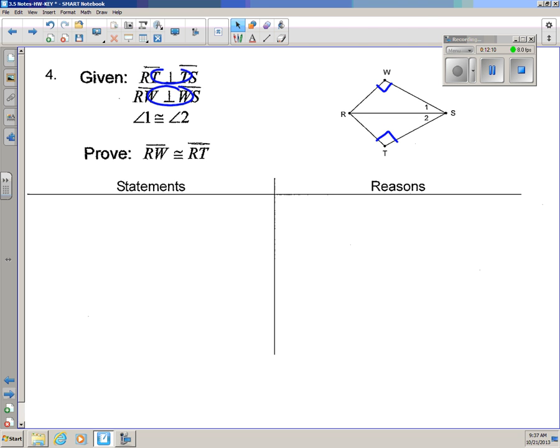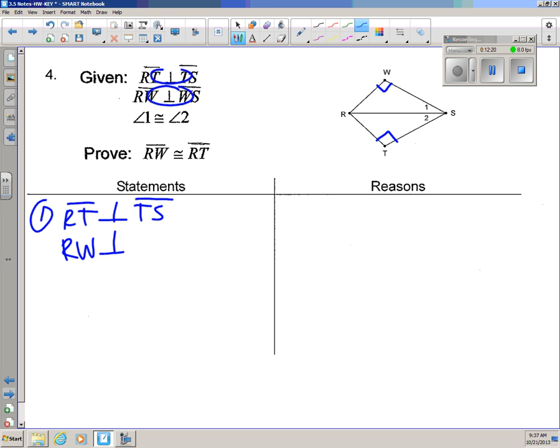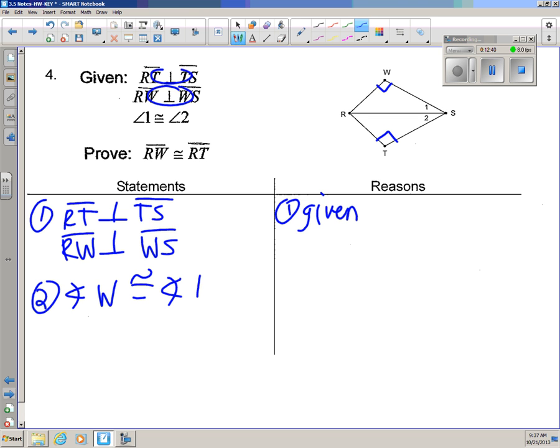It's your choice. I'm going to go together, and I'm going to say that RT is perpendicular to TS, and on the same line, I'm going to say RW is perpendicular to WS. I'm doing them on the same line because these are giving me the same angles. Well, let me rephrase that. They're giving me two different angles, but both right angles. So right from here, I'm going to say angle W, and watch what I'm going to do. Angle W is congruent to angle T. And my reason is going to be this.